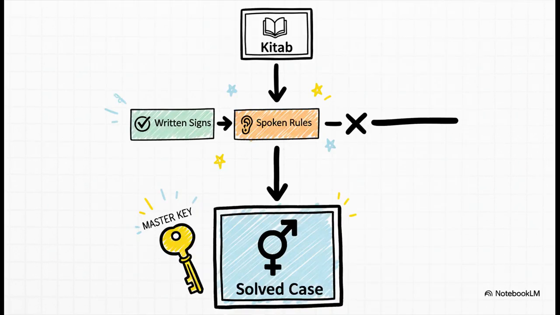And this is the master key. This is how you solve almost every other case that comes your way. It's a simple process of elimination. Here's how you do it. Step 1, look for one of those 3 written signs. Nothing there? Okay. Step 2, ask yourself, does it belong to one of those feminine by hearing categories? If the answer is still no, then by default, the noun is masculine.